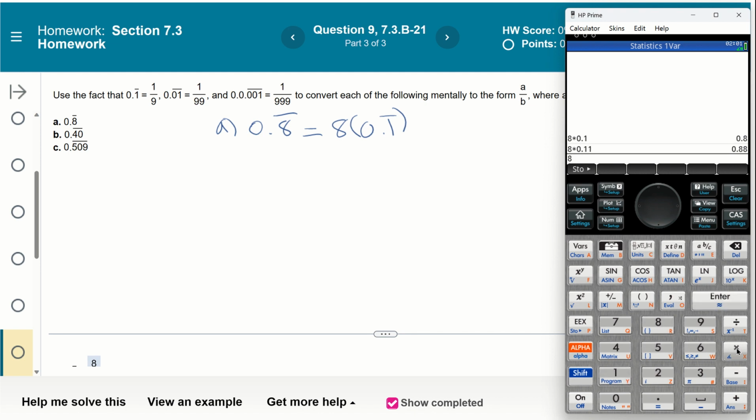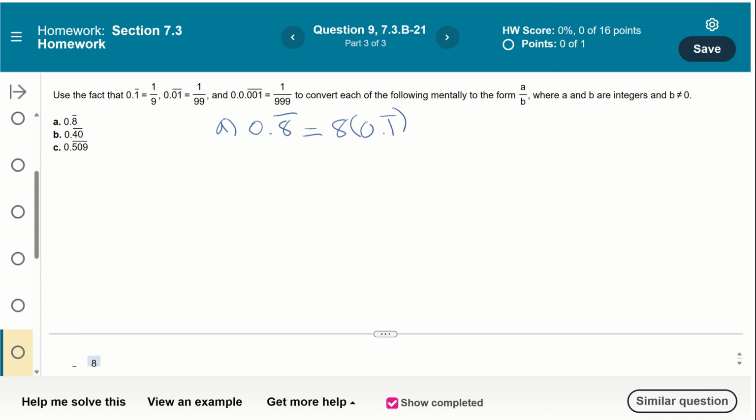What if you multiply 8 by 0.111...? You're going to get that, right? Notice, if you multiply 8 by 0.1 bar, you're going to get 0.888888, which is exactly 0.8 bar. So now we know that 0.1 bar is 1/9. That's given. So we're just going to go 8 times 1/9, which is 8/9, right?